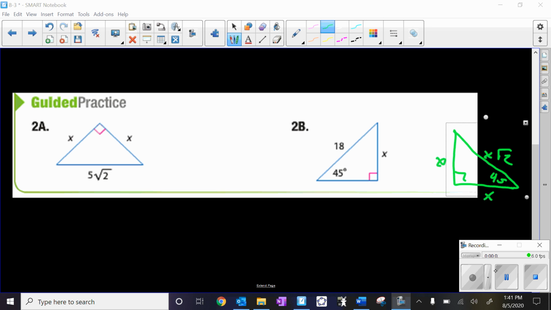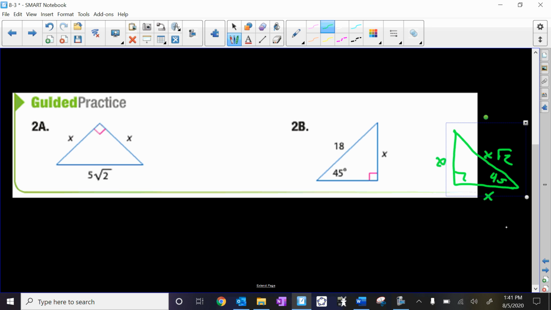In example 2, we're still going to deal with 45, 45, 90 triangles, but now we're going to go backwards from what we did in example 1. So remember in example 1, we went from x to the hypotenuse, and the way we did that was we took x times the square root of 2. Now we're going to be going from the hypotenuse to the leg.